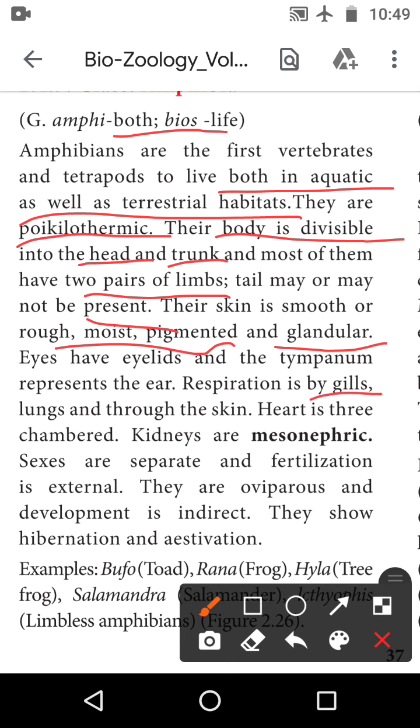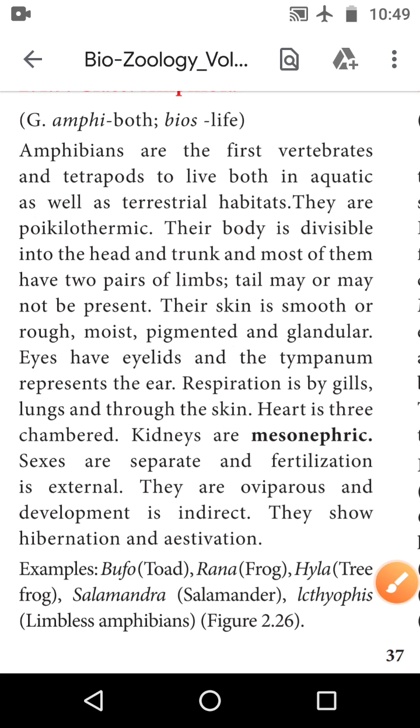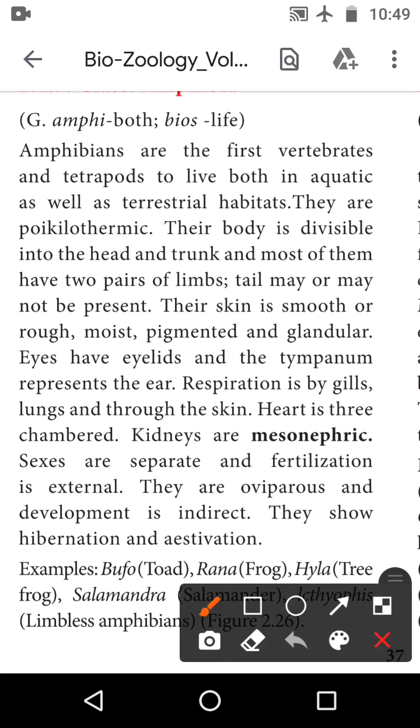Respiration by gills and lungs. Gills for respiration, lungs for respiration, and skin for respiration. Amphibians have three types of respiration: gills, lungs and skin. The heart has three chambers. What are the three chambers? Two auricles and one ventricle. So, three chambers of the heart.